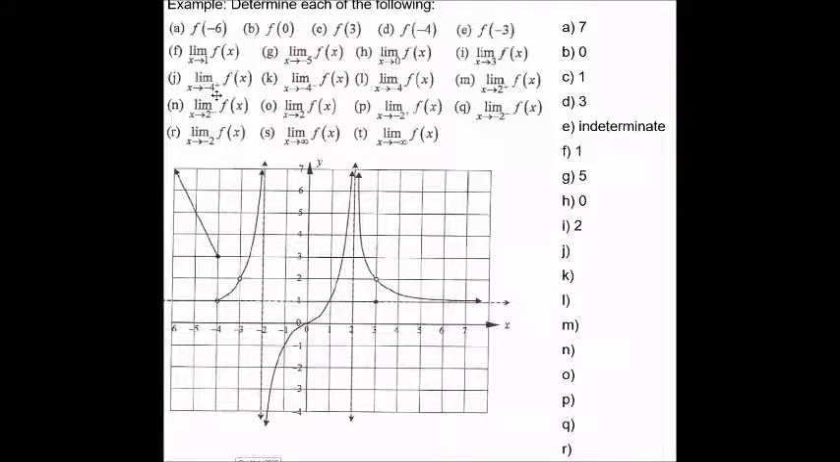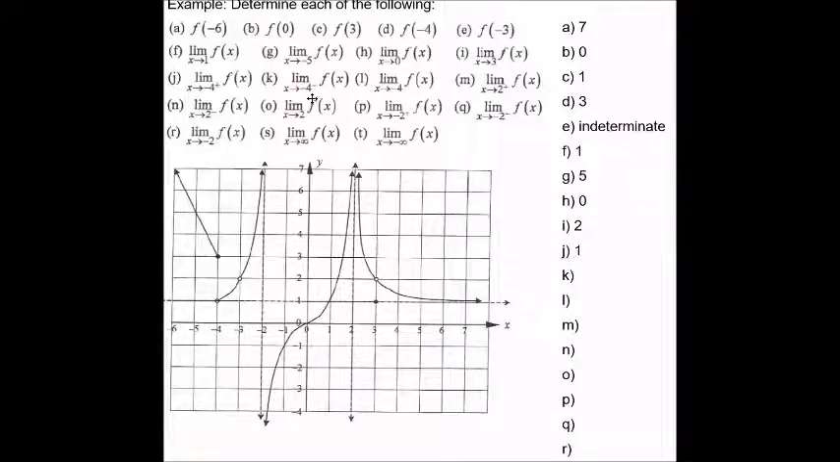As we move into the next questions, you'll notice that they have the plus and the minus signs in those sort of exponent positions, asking us to look at it from the left and the right-hand side. So when I look at J, I'm looking at going to -4 from the positive side. So I'm going to be coming down this part of the graph towards -4. And as I move towards -4 from the positive side, I'm approaching a value of 1.